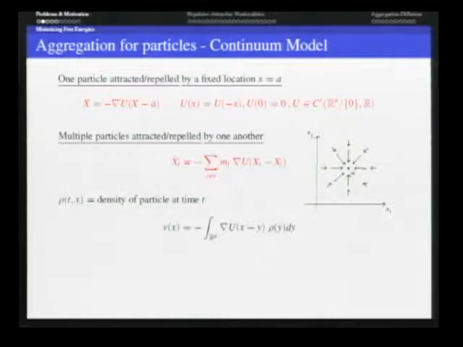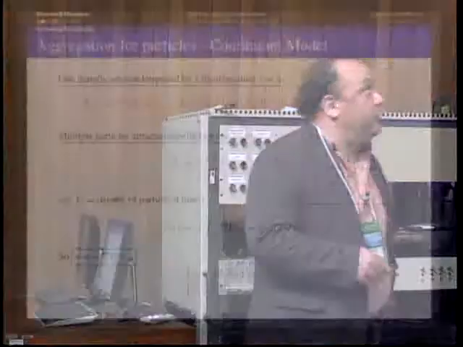So then what you expect from this particle system in the continuous limit, when the number of particles goes to infinity, is an evolution equation of this form. You will have a continuity equation for the evolution of the density and the velocity field computed in terms of the density by doing the convolution with the gradient of the potential.